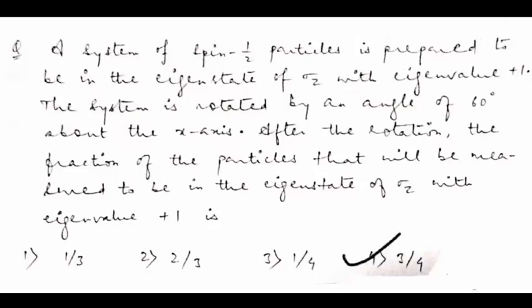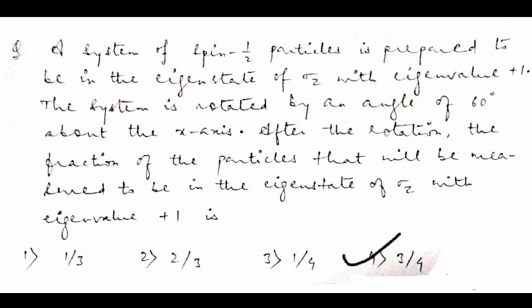So in this video we are going to solve a problem of CSIR NET December 2018 paper. This is a question of quantum mechanics. It says that a system of spin half particles is prepared to be in the eigenstate of sigma z with eigenvalue +1. And now it says that the system is rotated by an angle of 60 degrees about the x-axis. After the rotation, the fraction of the particles that will be measured to be in the eigenstate of sigma z with eigenvalue +1 is what?